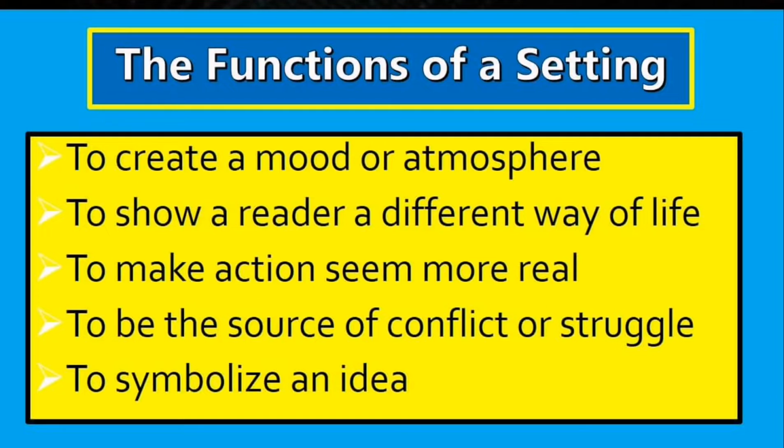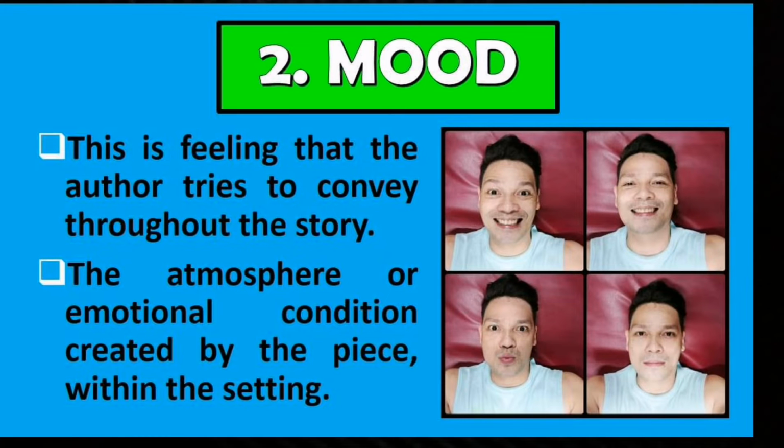We're now on the second element, which is the mood. When we say mood, this is the feeling that the author tries to convey throughout the story. It is the atmosphere or emotional condition created by the piece within the setting. Does the author want us to be happy? Or does he want us to be afraid, or maybe thinking good thoughts or happy thoughts while reading the story? So those are the things under mood.